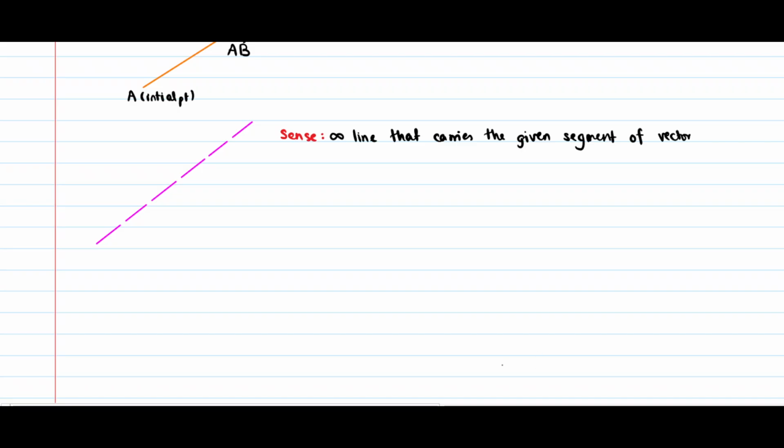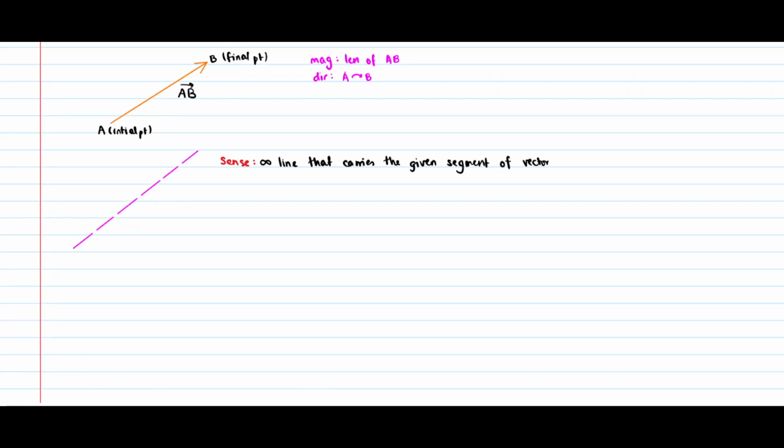So what does this mean? When we talk about sense, we are talking about the infinite line that carries the given segment of a vector, which means it just gives you something about the vector that is important. As direction is important, it gives you that segment. Now let's look at a few points.